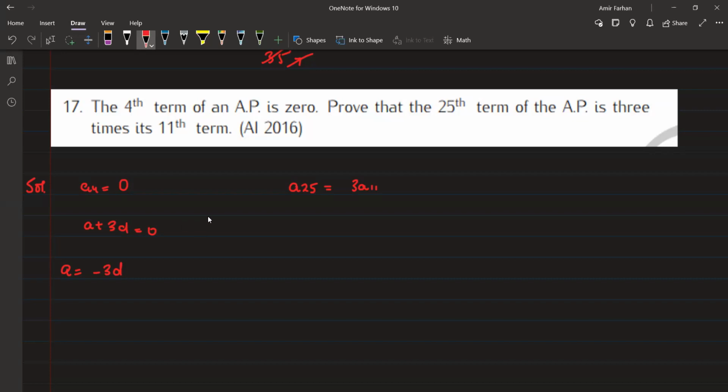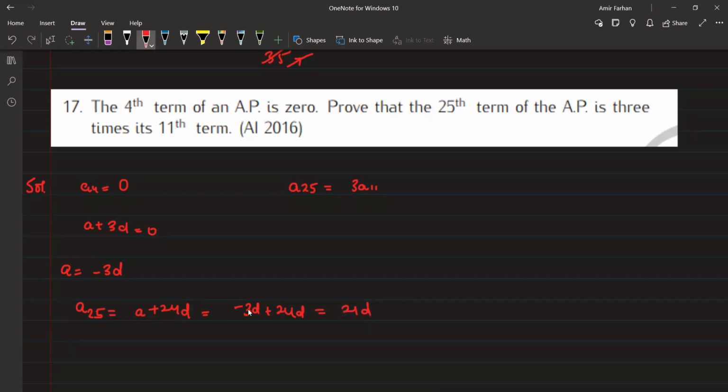Okay, so A25 can be written as A plus 24D. Yes or no? Yes, sir. Instead of A here, you can write minus 3D plus 24D. Yes or no? Yes, sir. So it will be equal to, sorry, not minus, it's 21D.